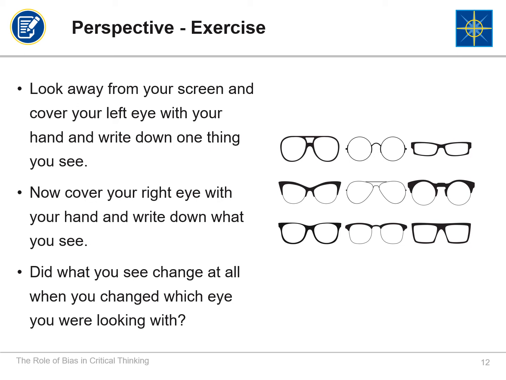When we change which eye we use to see, we change our visual perspective. We may see the same objects and things around the room, but we are seeing them slightly differently when looking at them with one eye or the other. This is a shift in our perspective.